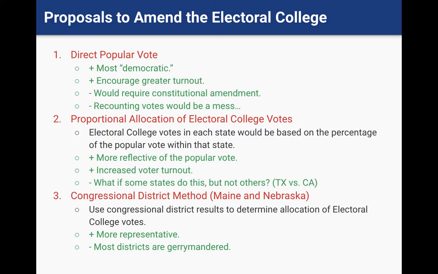Another option is the congressional district method that Maine and Nebraska are using. This would also be more reflective. However, a lot of states have gerrymandered districts, and that would have to change to really make a more fair election in these particular areas when it comes to the president.